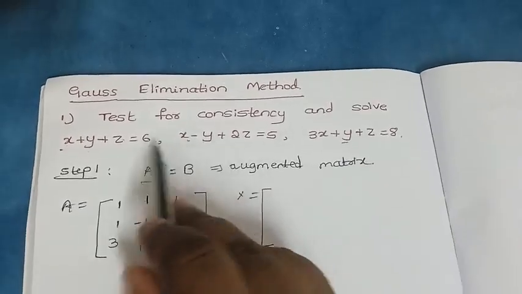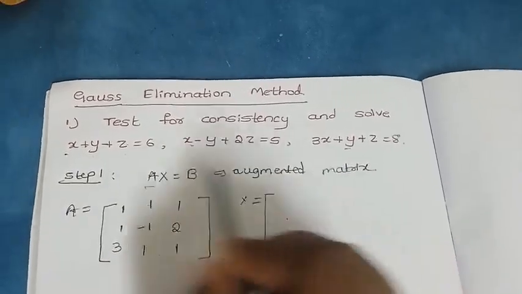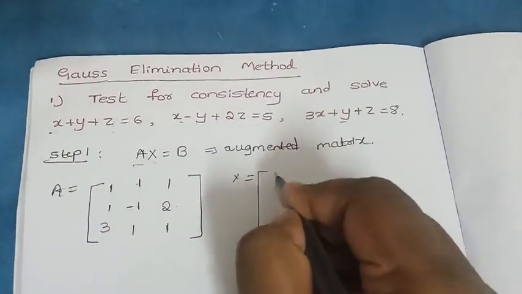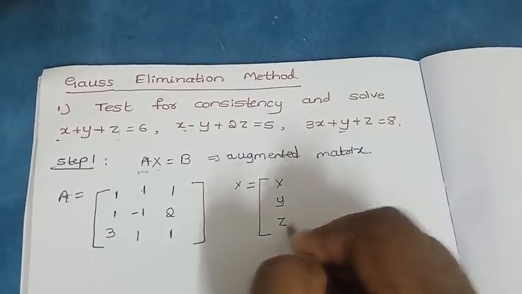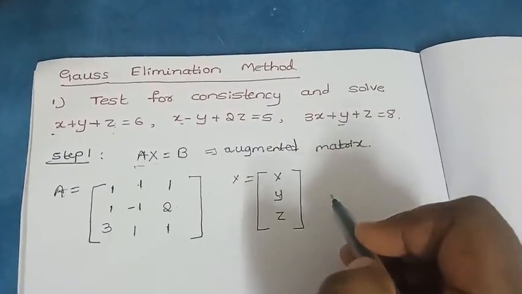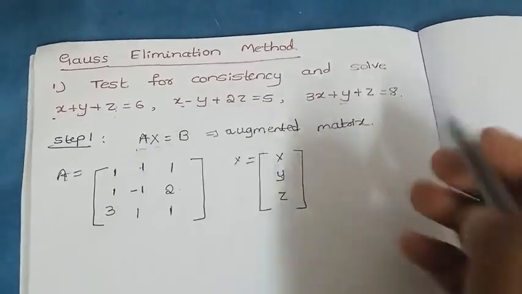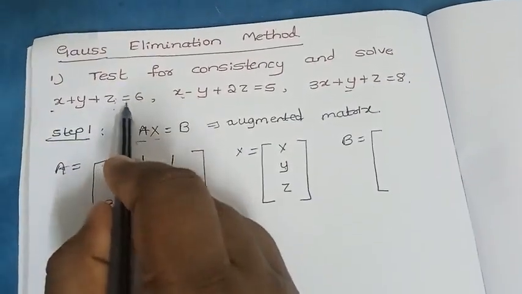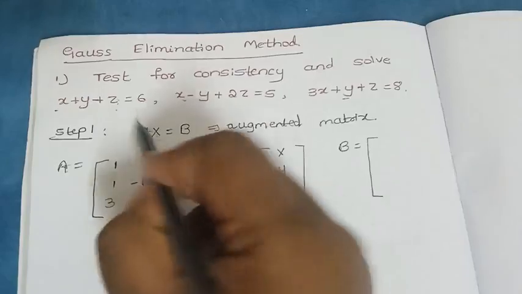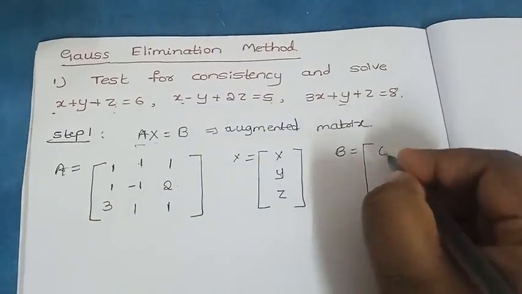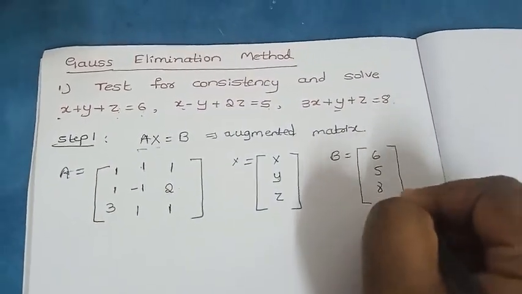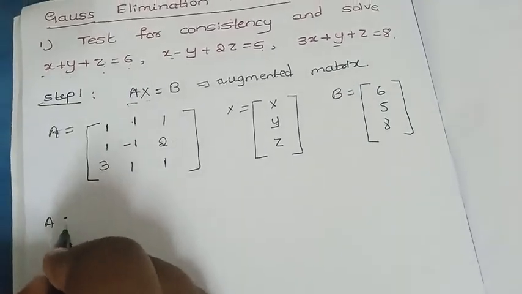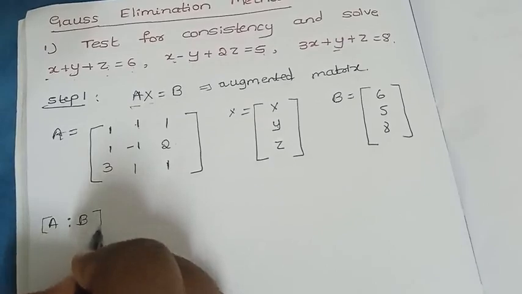X means whatever variables we used here, we have to write that. In this, we have three variables, right? x, y and z. So x, y, z. Okay. Next is B. B means whatever values come after the equal sign, we have to write that. 6, 5 and 8.